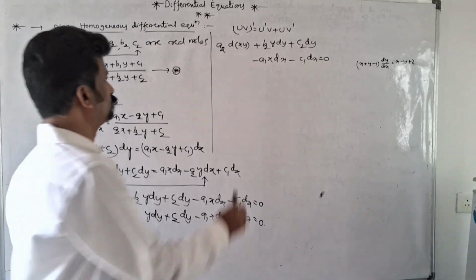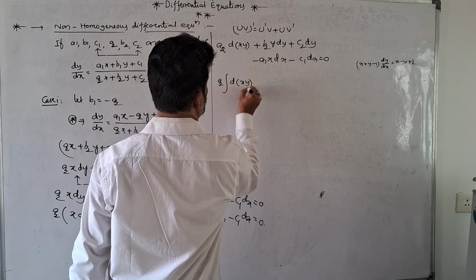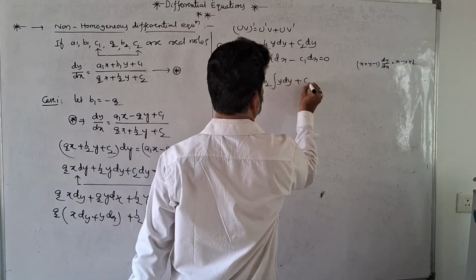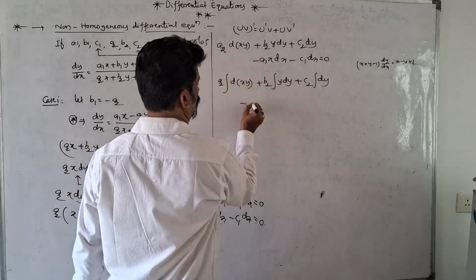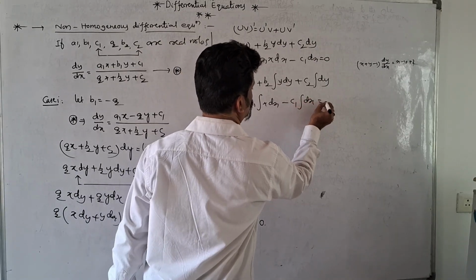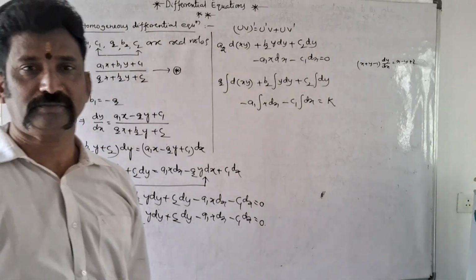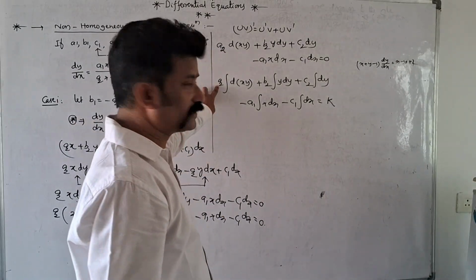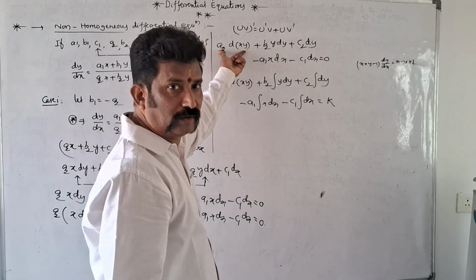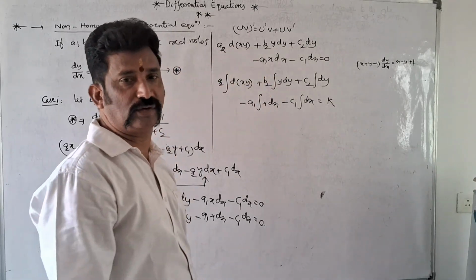Then applying integration on both sides. So here, a2 into integration of the derivative of xy, plus b2 constant into integration of y dy, plus c2 constant into integration of dy, minus a1 into integration of x dx minus c1 into integration of dx is equal to a constant, say k. Why? Because a2 is a constant, that's why it is independent of this integration. So the integration of this total term, with a2 as a constant, is equal to k.